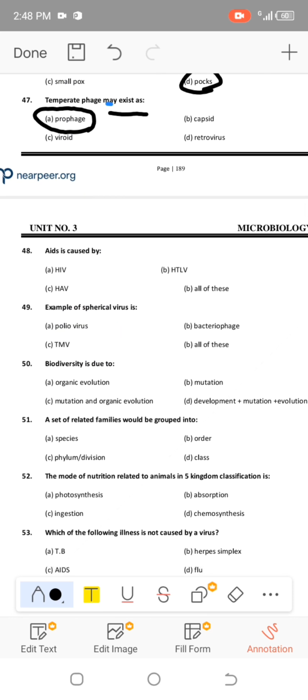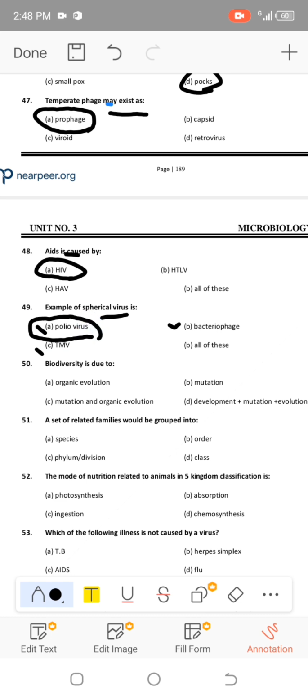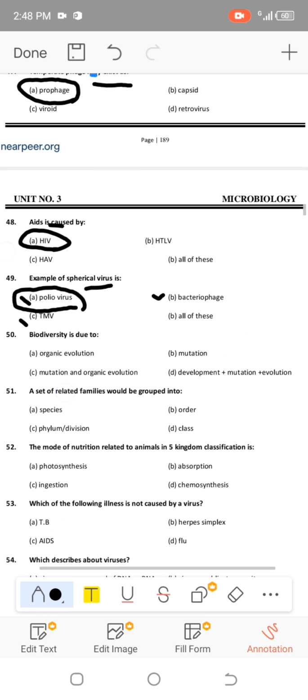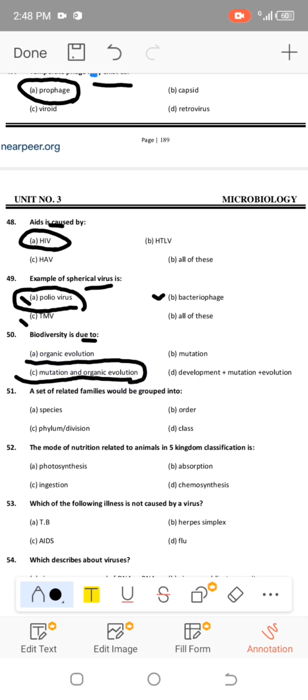Question number 48: AIDS is caused by HIV. Now, examples of spherical viruses. So remember: polio virus, TMV and bacteriophage. So yeah, polio virus is a spherical virus. Last, question 50: biodiversity is due to, so biodiversity is basically due to mutation and organic evolution. Mutation and organic evolution happening.